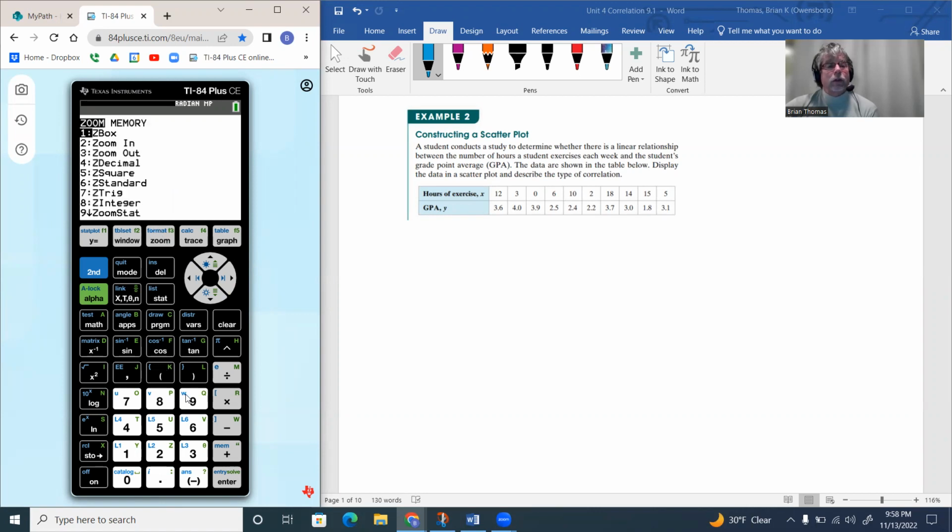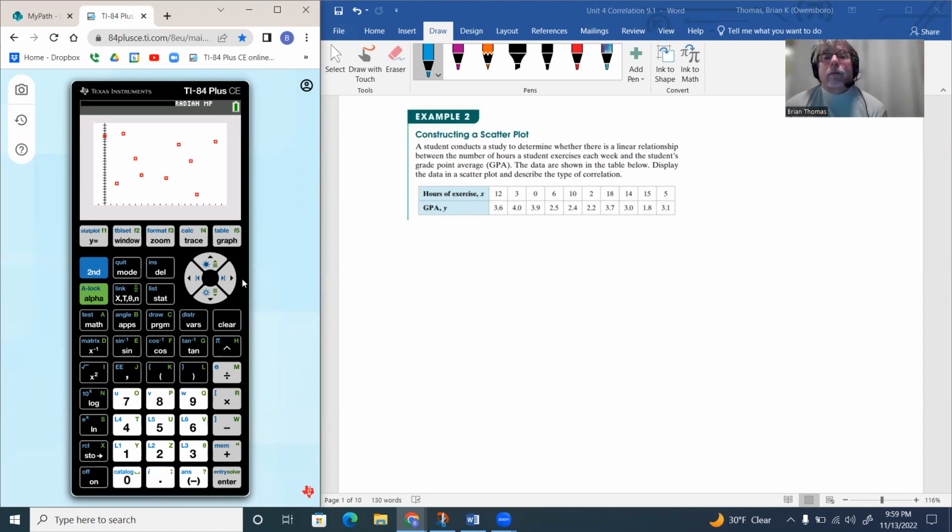Zoom 9. Still got a line going there. So let's clear that off there. Not sure where that came from. Zoom 9. So there would be the graph of that data.